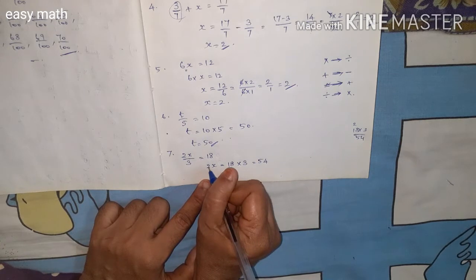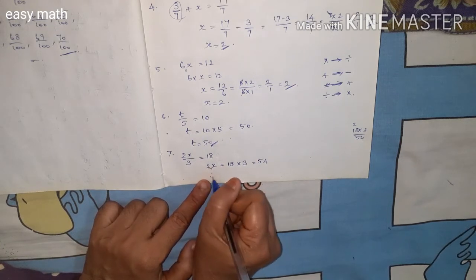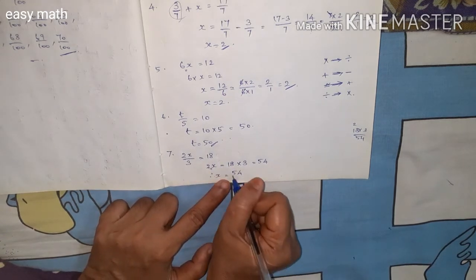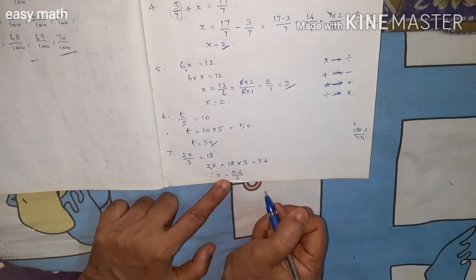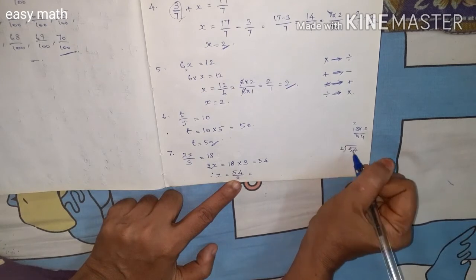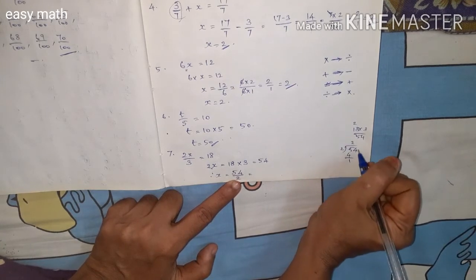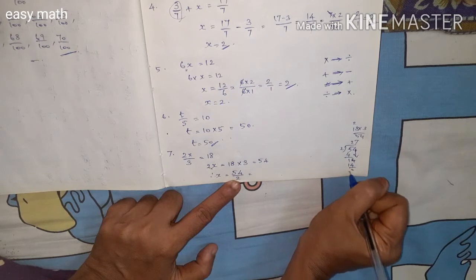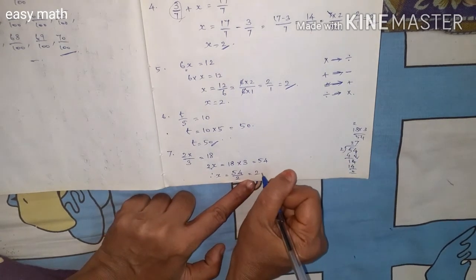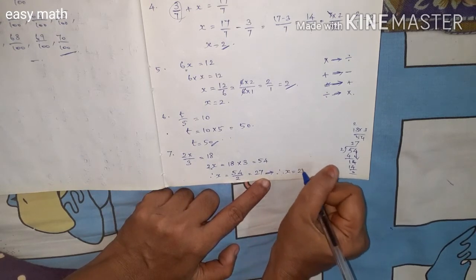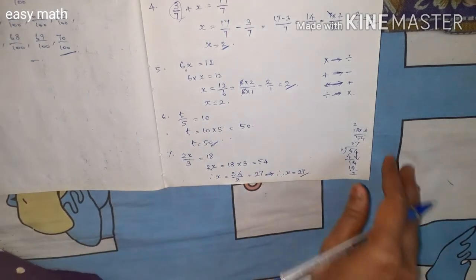Already I have told you, 2x means 2 into x. Therefore x equal to 54. 2 into, on the right hand side, becomes divided by 2. So 54 divided by 2. 2 5s are 10, 2 7s are 14. So we get 27. Therefore x equal to 27 is the answer. Okay, understood?